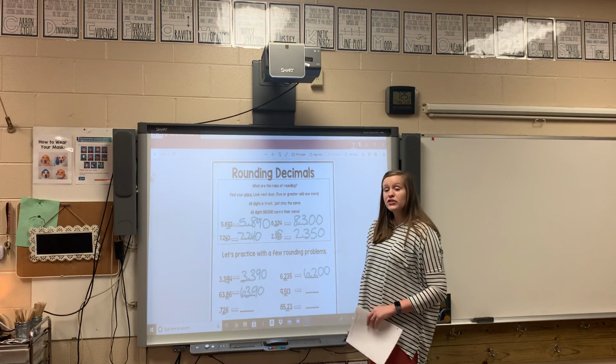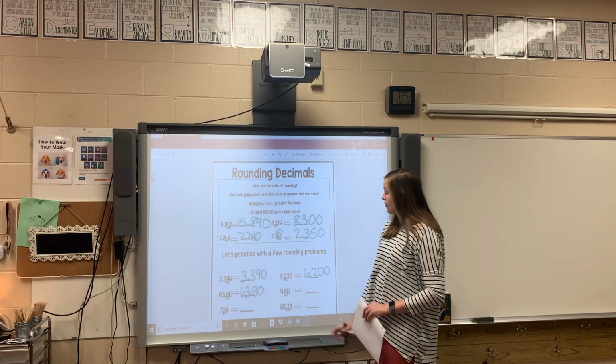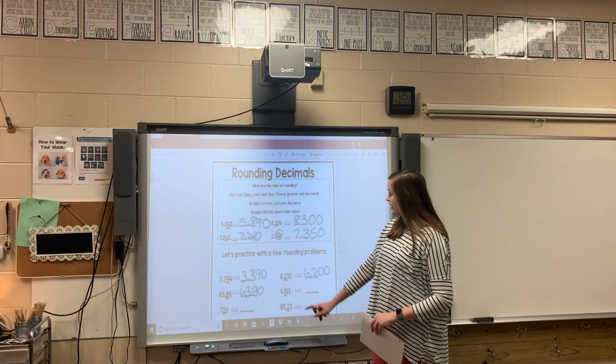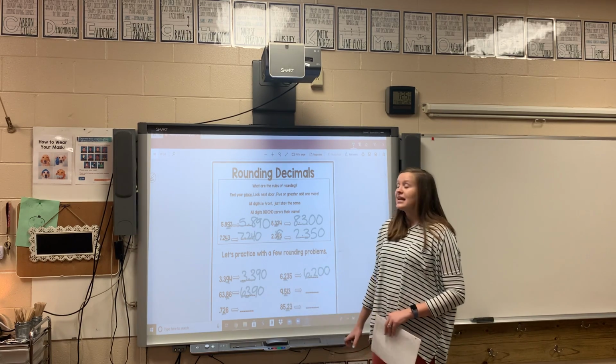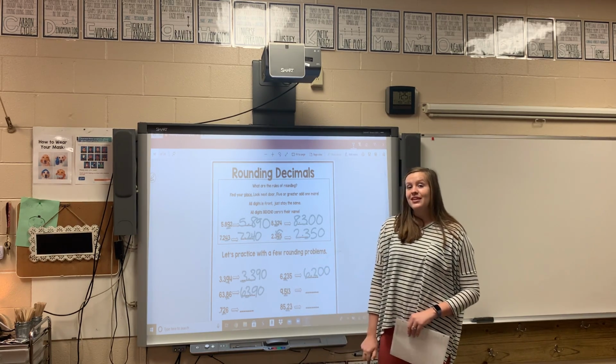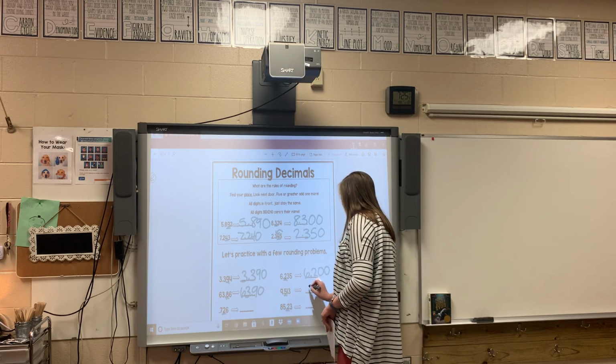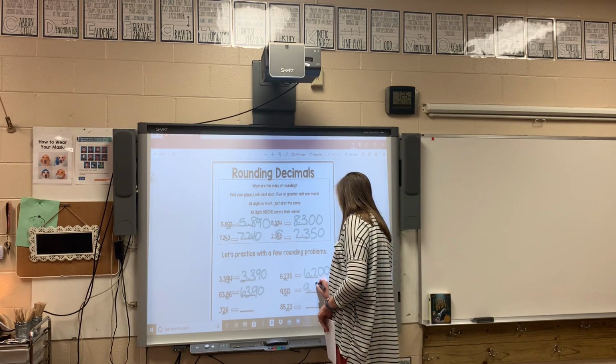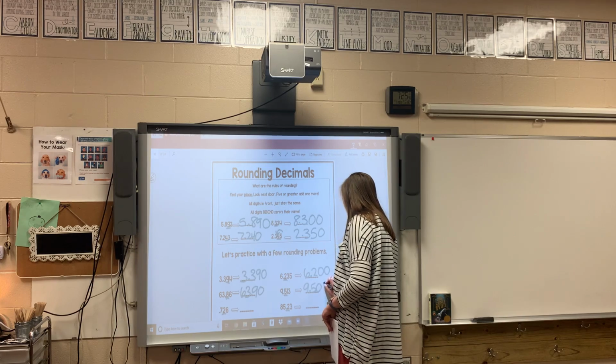9 and 513 thousandths. We're rounding to the tenths place. So we need to go next door and look at that 1. It tells us that our 5 needs to stay the same. So when we round, we get 9.500.